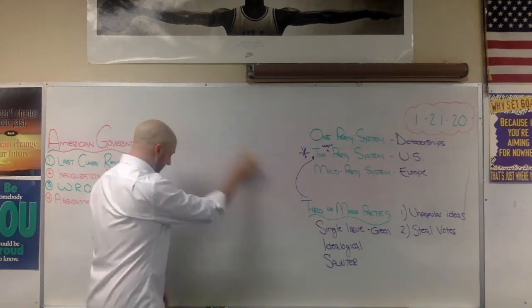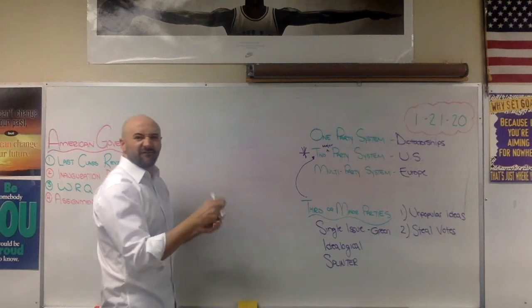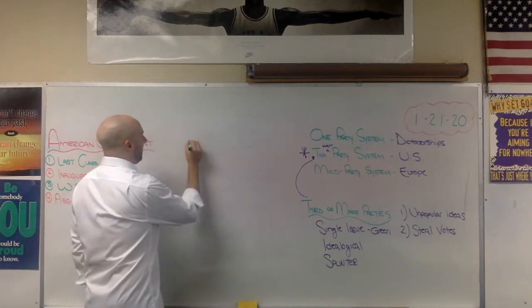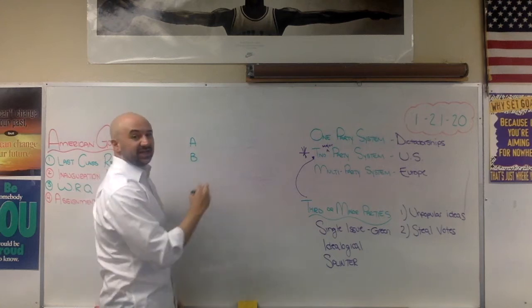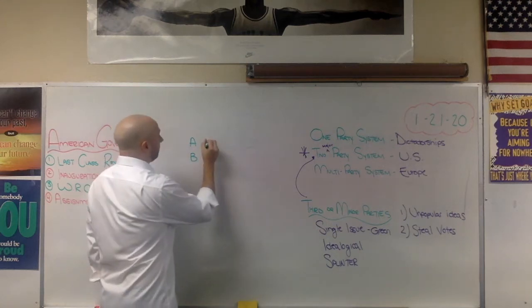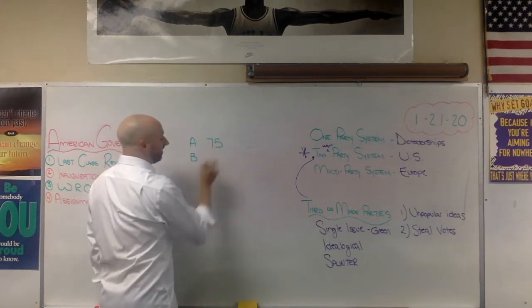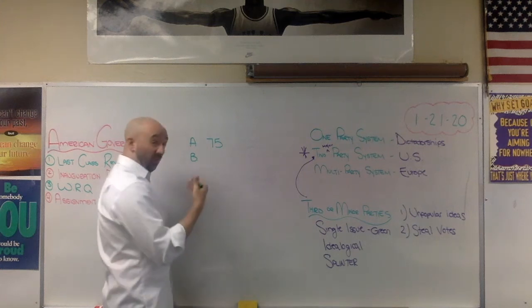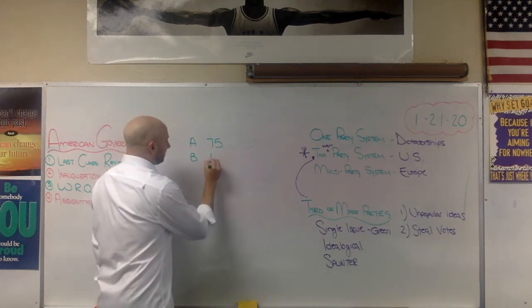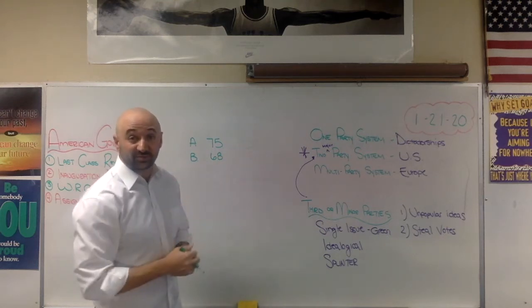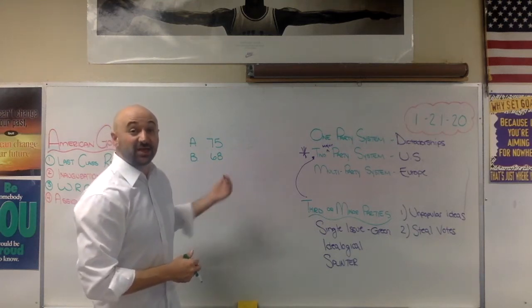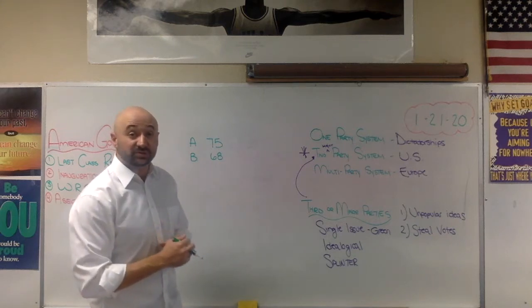All right? Right here, in this fake election, we have candidate A and candidate B. Candidate A wins the election with 75 votes. Candidate B only had 68 votes. That is a total, where are my math people at, of 7, right? Candidate A won by 7 votes.